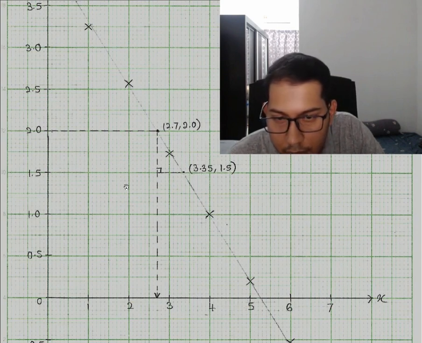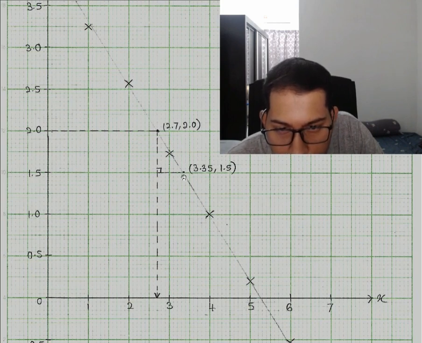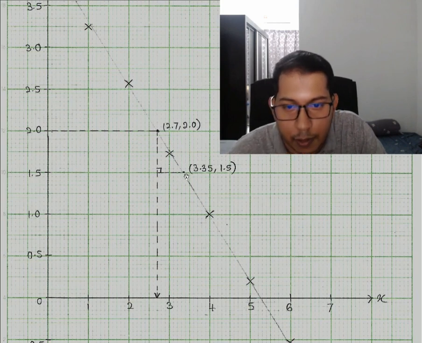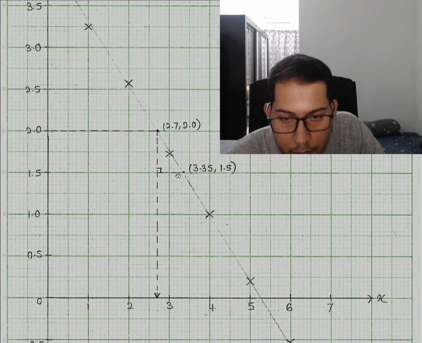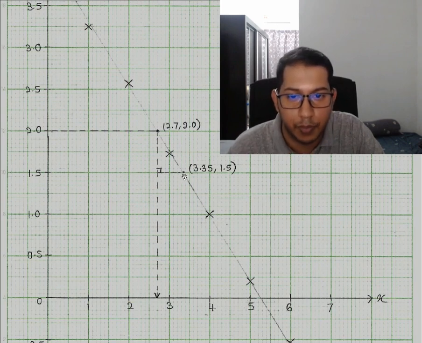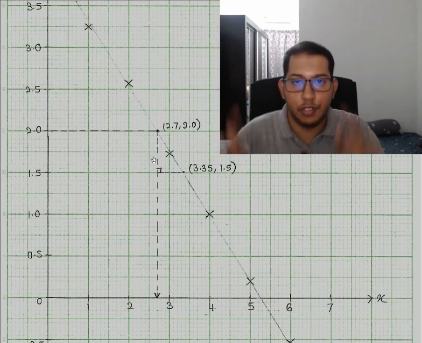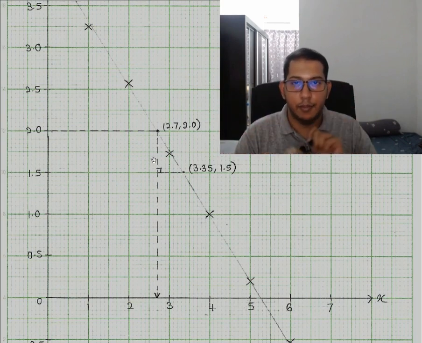Okay, I choose this. If you look closely, it's actually intersecting at 3.35: 3.1, 3.2, 3.3, and then you have 3.35 over here. So from here I choose 2 points, and from there I calculate the gradient.